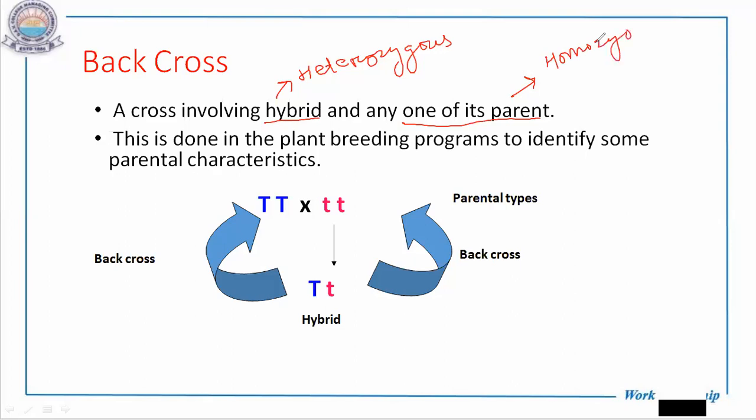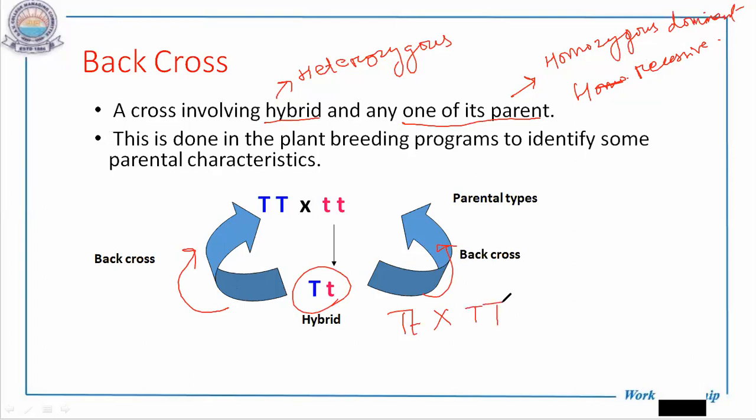Always you choose the parents to be homozygous dominant and homozygous recessive. So this is absolutely correct. Homozygous recessive I'm writing. Okay. So you can see here, you can see from this arrow mark, you can guess it is going back. It is back cross. So this hybrid, capital T, small t, either can be crossed with capital T, or capital T, small t can be crossed with small t.